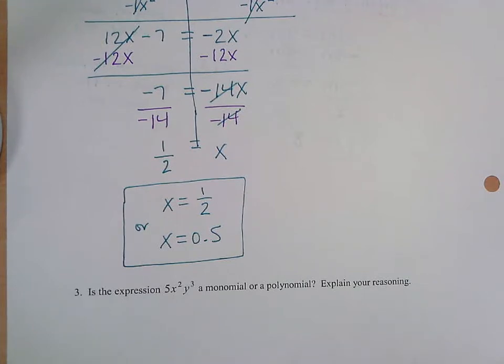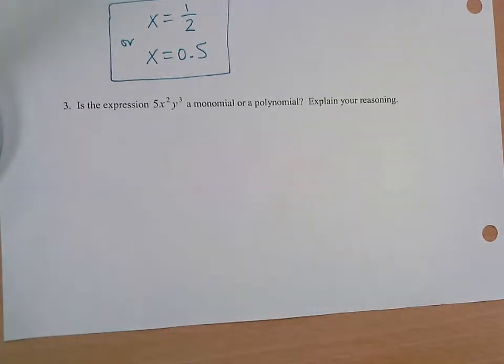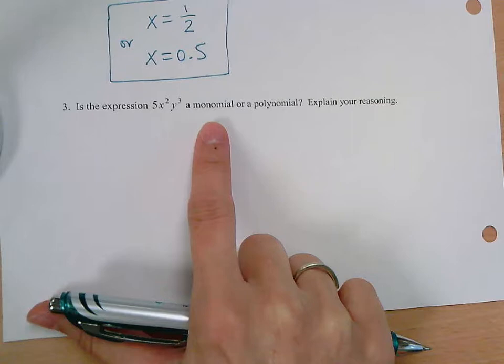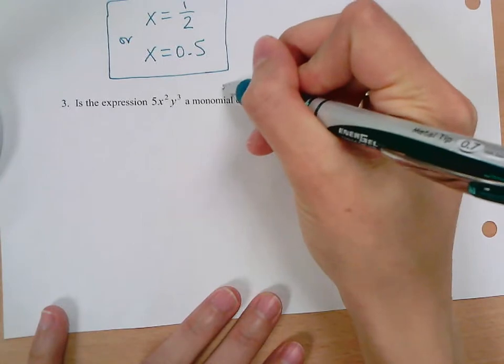All right. You will have practice of that. Look at question 3. 3 says, is the expression 5x squared y cubed a monomial or a polynomial? And then explain. Cassie? I said Cassie, sorry. Okay. Casey, what were you going to say? Monomial. So what is a monomial? One term. A monomial is one term.